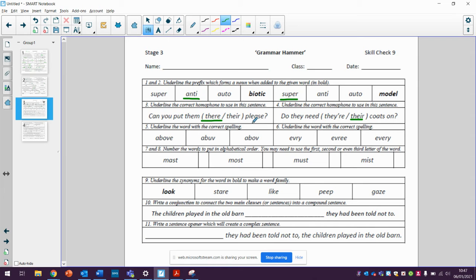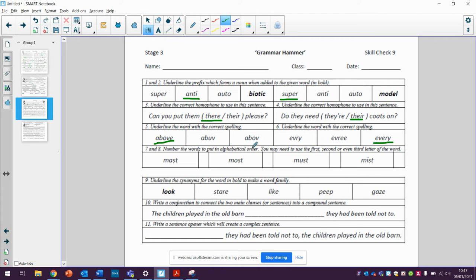Underline the word with the correct spelling. Above, above, or above. This one here with the E. Underline the word with the correct spelling. Every, or every. We've been doing lots of those in our little spelling activities in our quizzes.